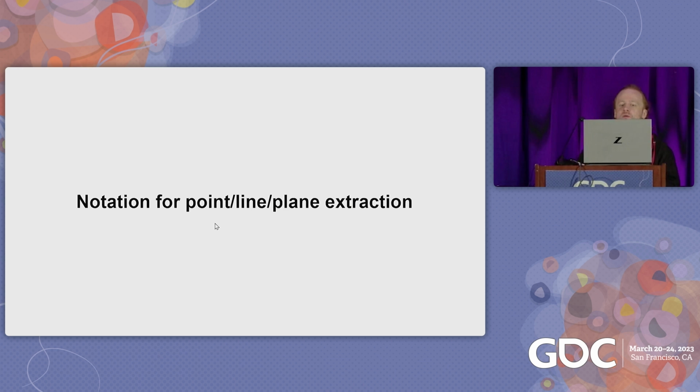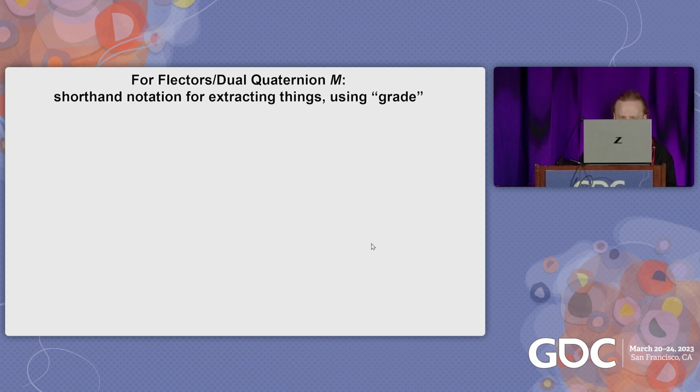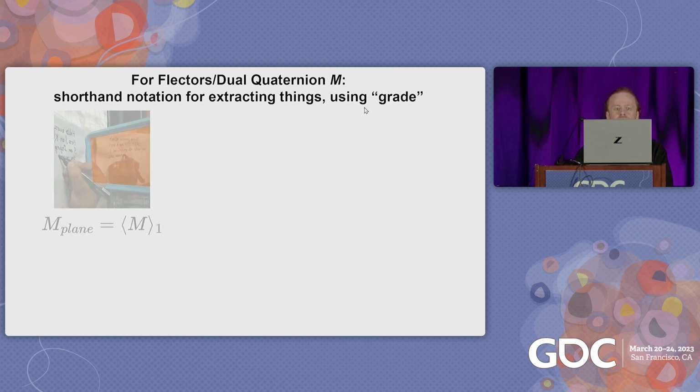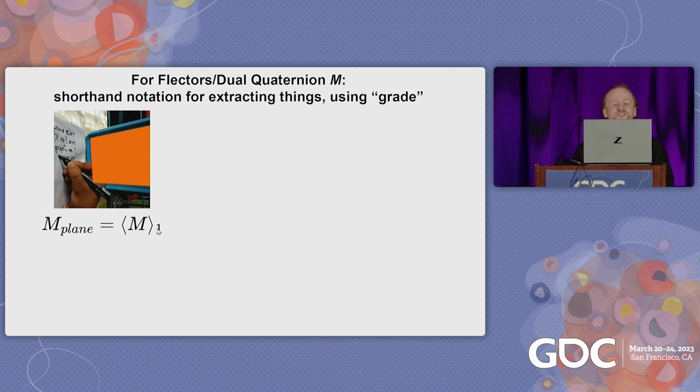Okay, so since we care about extracting these things, points, lines, and planes from transforms so much, we should probably develop some notation for it. And there's a very elegant notation for doing this. So for flector, so if you've got M and M is a flector or a dual quaternion, there's a specific shorthand notation for extracting things, and it uses this concept called the grade. In this specific context, not exactly in the context that Eric will be talking about later, but in this context, a plane has grade 1. And the reason that it's got grade 1 is because you can make a plane with 1 planar reflection.